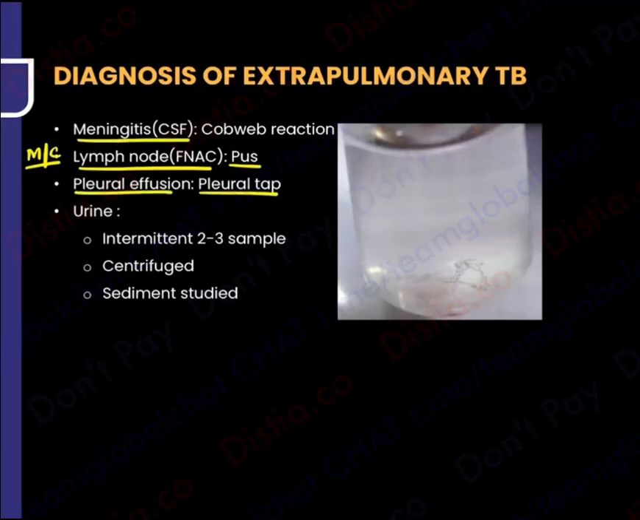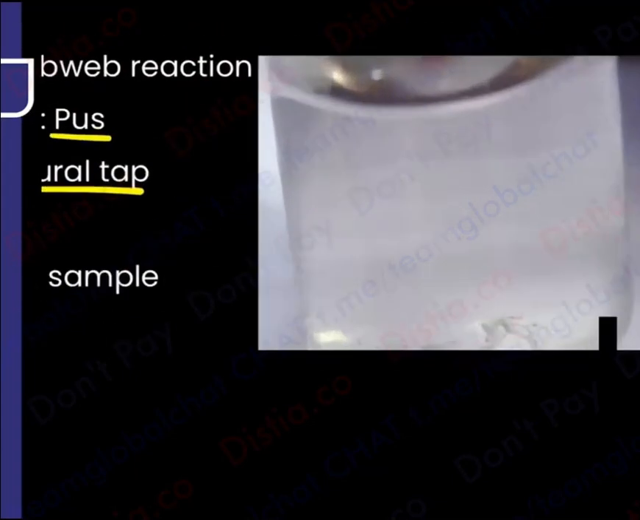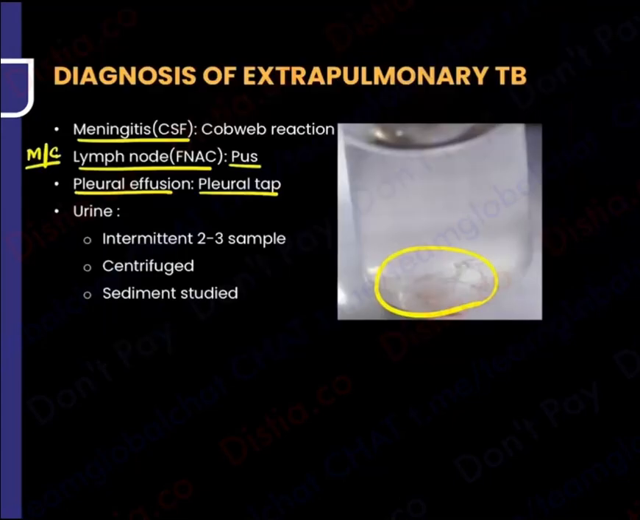What if this is a case of meningitis? So how does the TB CSF sample look? That's a picture in front of you. You can see a cobweb coagulum formed. Please remember this question for your Viva as well as for your MCQs. Cobweb coagulum is seen in which particular condition? It is seen in tuberculosis. Very, very important. What if it is a kidney problem?